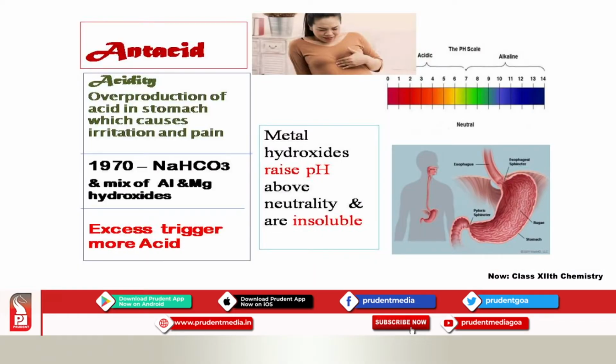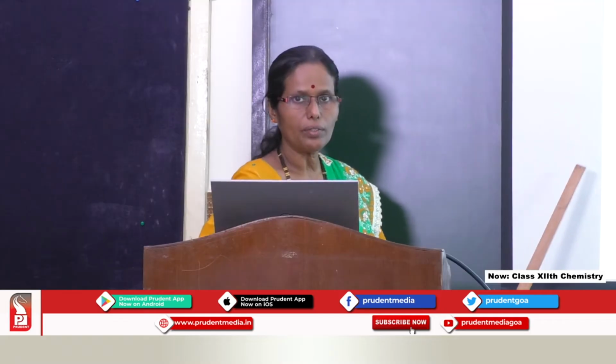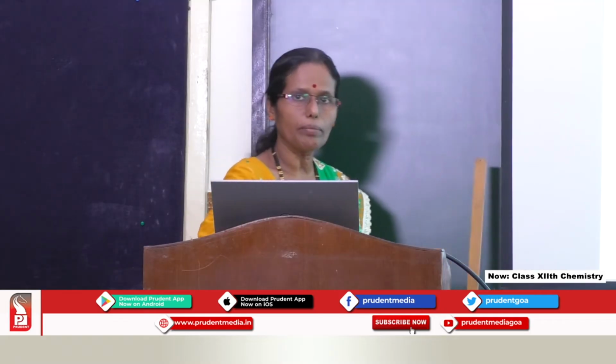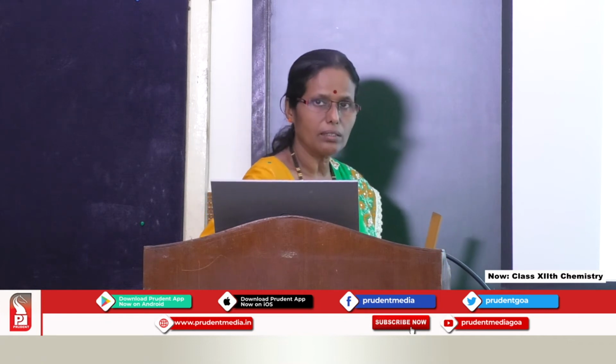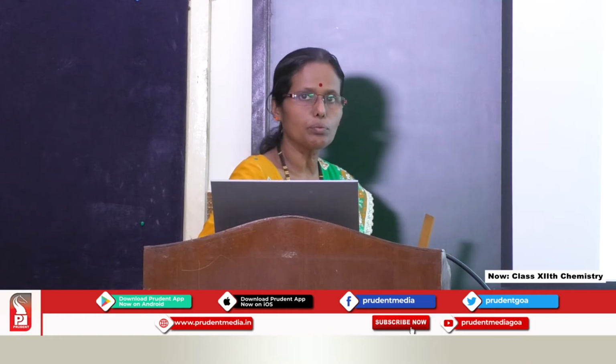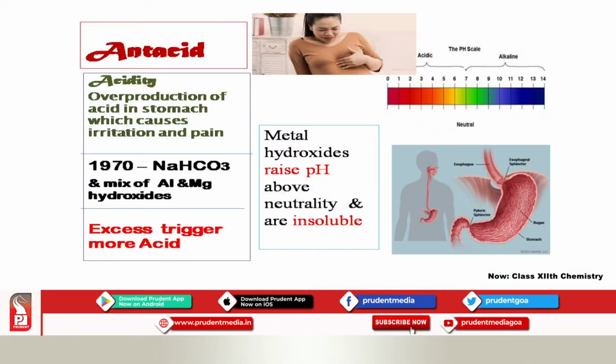Until 1970, sodium bicarbonate was used along with a mixture of aluminum and magnesium hydroxide. But it was found that excess of this sodium bicarbonate will make our stomach alkaline and trigger the stomach to produce more acidity. Metal hydroxides are said to raise the pH above neutrality and are insoluble.